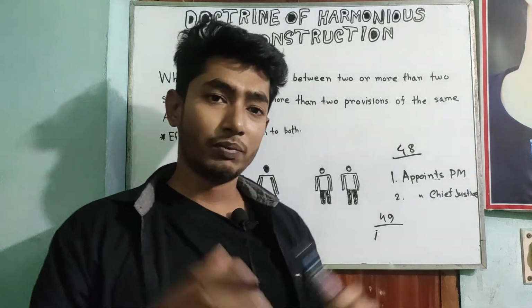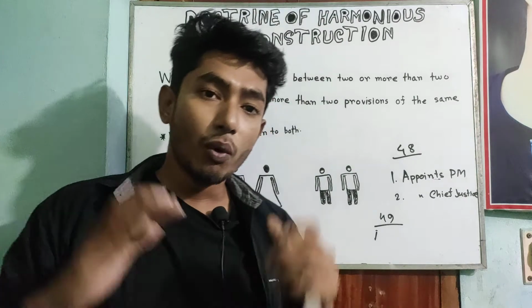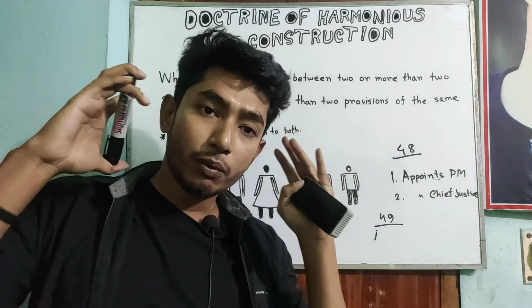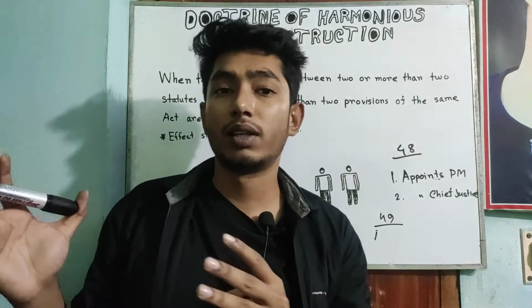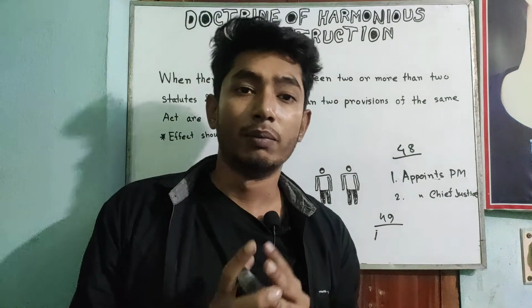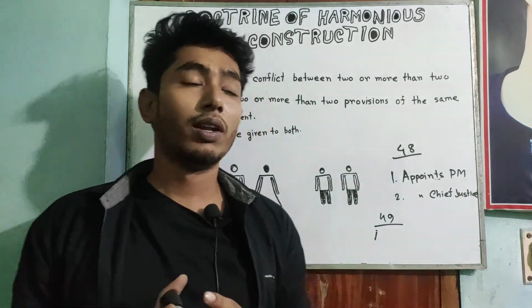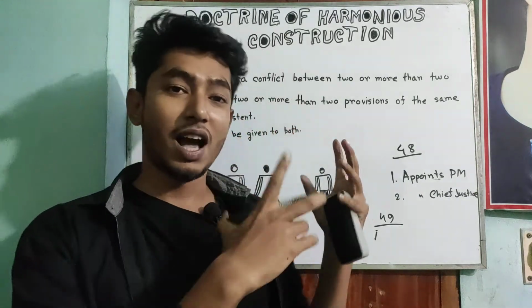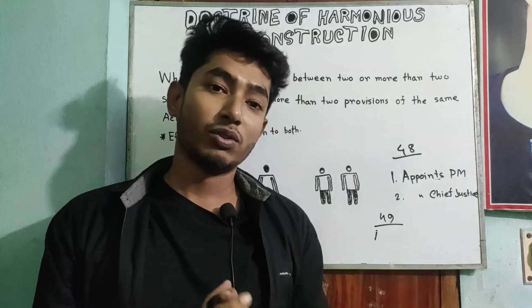So what did we understand? That when there is a conflict between two provisions, we can add something, or we can do something to remove the problem. Okay, this is how we will use harmonious construction in this kind of provision or act.